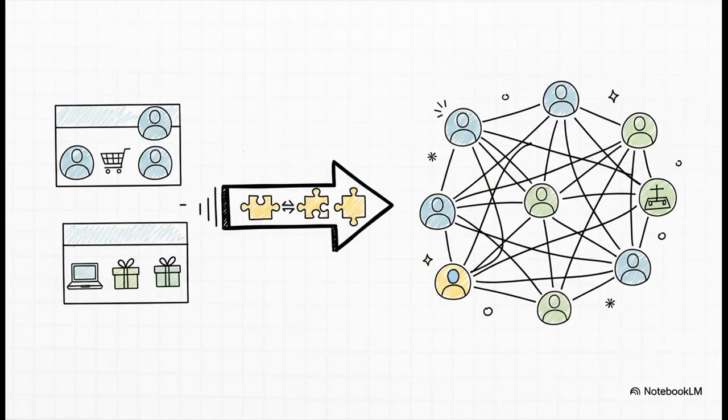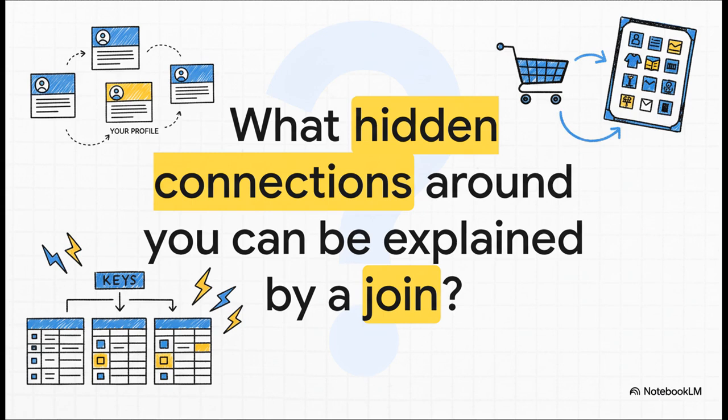And that's really the whole point, isn't it? By joining our neatly organized tables, we transform these separate lists of facts into a powerful web of interconnected knowledge. Seriously, think about it. From your social media feed joining your profile to your friends' posts, to an online store joining your shopping cart with its product inventory, these principles are running constantly all around us. So the next time you use an app, just take a second and think about the tables, the keys, and the joins running silently but powerfully in the background.